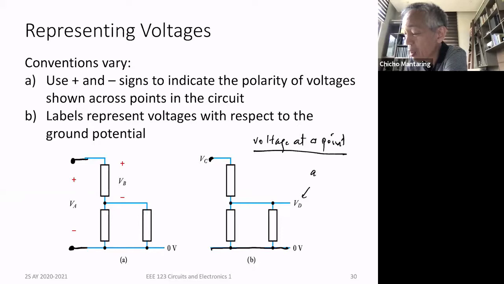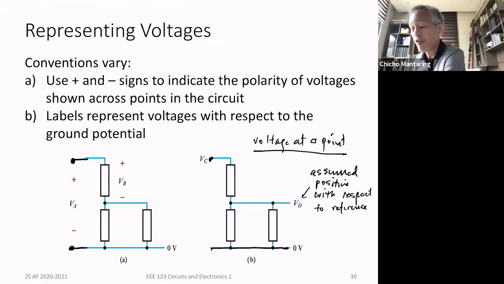So this is assumed positive with respect to the reference. Okay, so these are two ways. Again, here we show from what point to what point, and then we show the polarity. Here, we show the reference. So often, lalagyan natin ng symbol na ganyan just to emphasize that that's a reference. And then this is the voltage with respect to this, and this is the voltage with respect to this. Now, there's still a third way, I think.